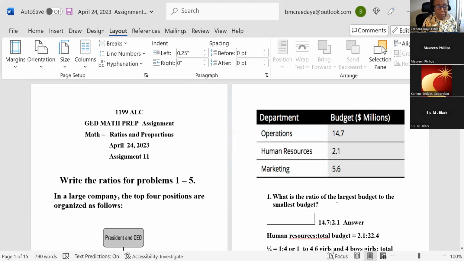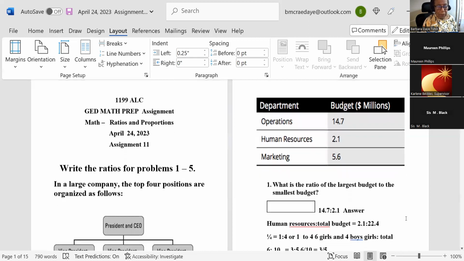But what does it say? Mercedes, read number one. Okay, what is the ratio of the largest budget to the smallest budget? And it was 14.17 to 2, 2 to 1. So there's nothing else to add to that. You just look at the table, pick out the largest, pick out the smallest, and write it as a ratio. It could have been written with the colon, as a fraction, or you could have just said 14.7 to 2.1. Either way was acceptable.